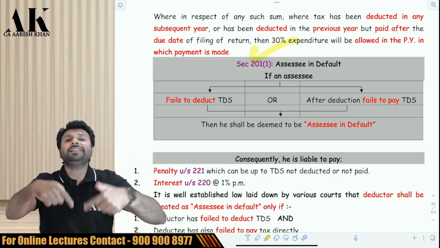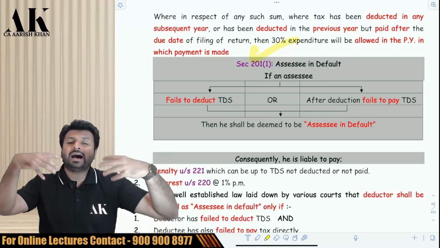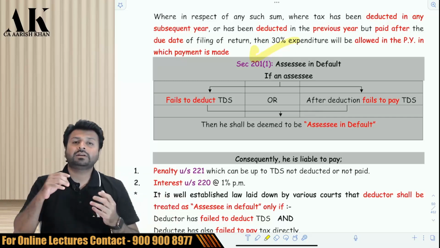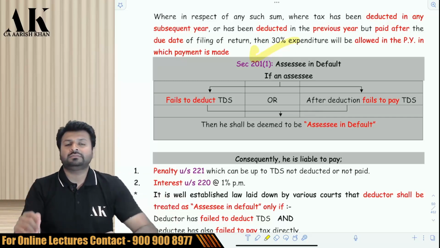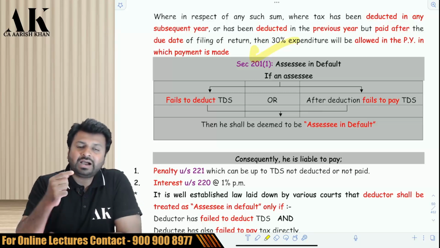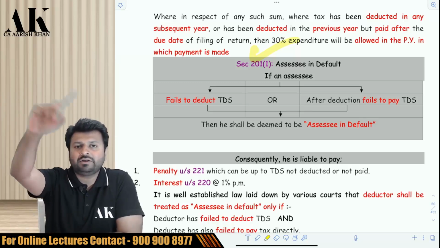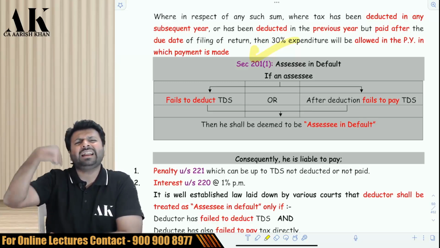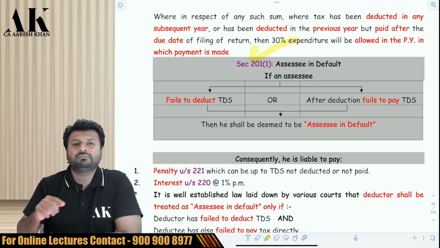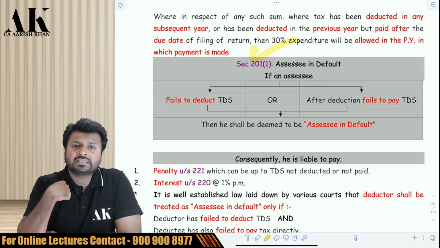Then it is deemed that I have only deducted. It is a deeming fiction which says that I have deducted and I have paid the tax, but on which date? On the date on which you have filed the return. So in that case, my disallowance cannot happen. In reality, I have not deducted and I have not paid. But you have included that income, you have paid tax, you have filed the return. So it will be deemed that I have paid and deducted, on the date on which the payee has filed the return, so that the disallowance should not happen in the hands of the assessee.